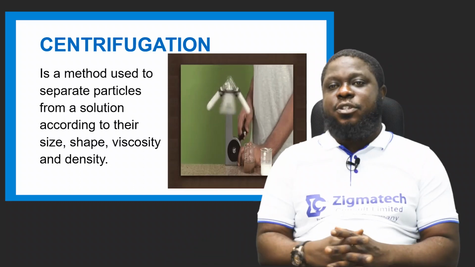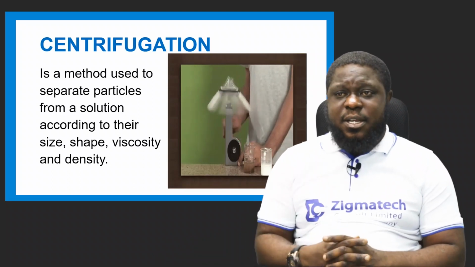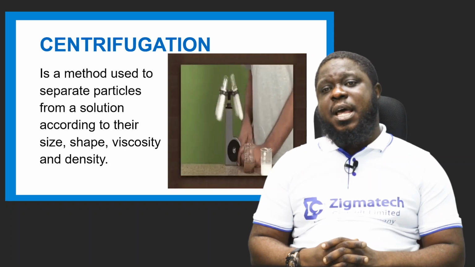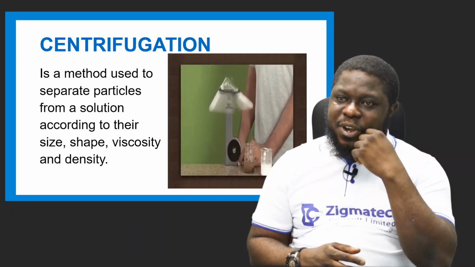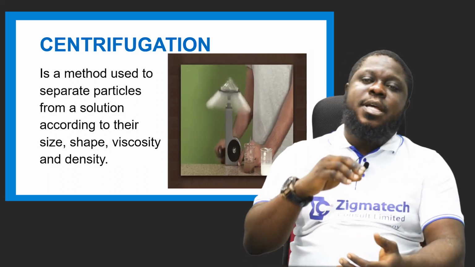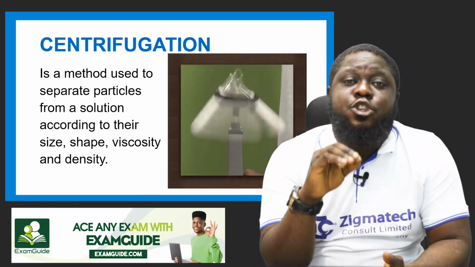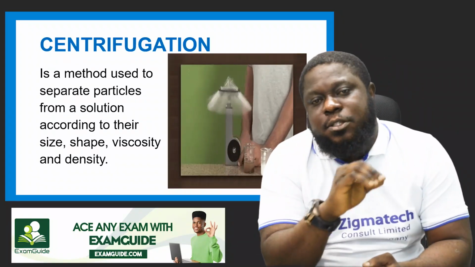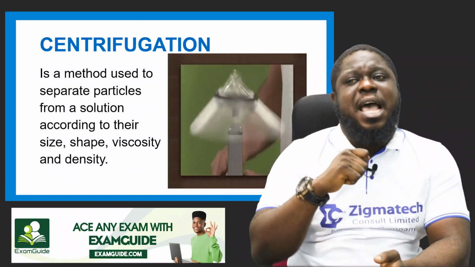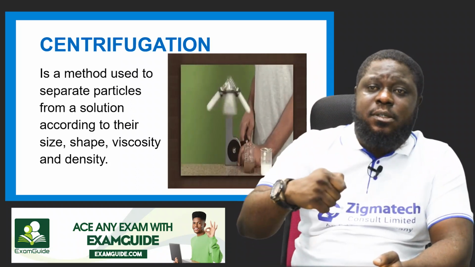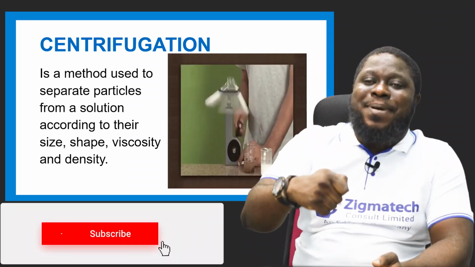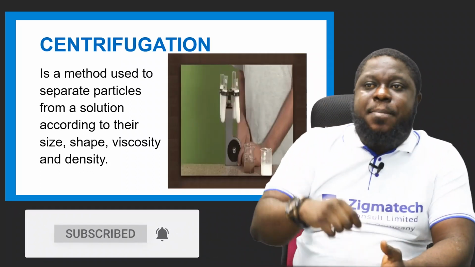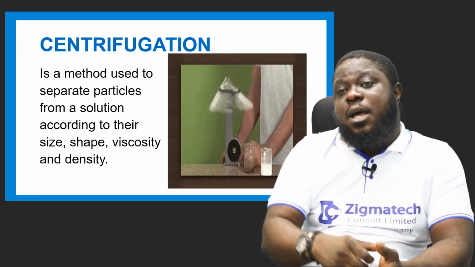Now the next one is centrifugation. So you can see on your screen, it is centrifugating. It's a method used to separate particles from a solution according to their size, shape, viscosity, and density. The instrument used for centrifugation is called a centrifuge. As you can see on the screen, as it's rotating, they are being separated into different bottles.